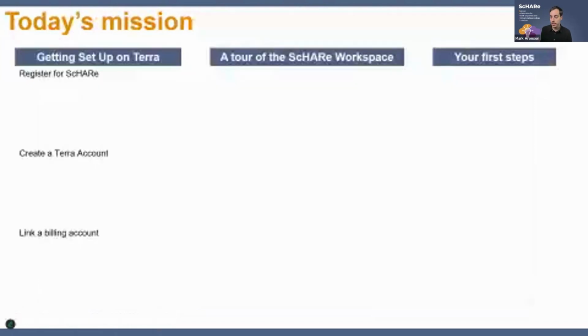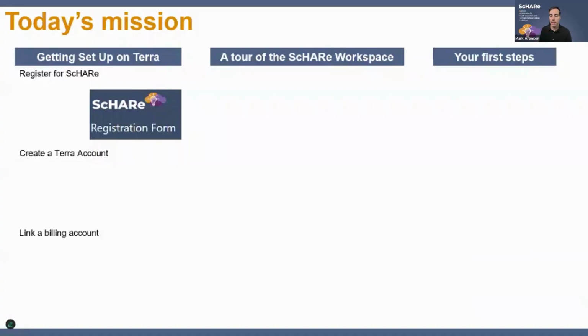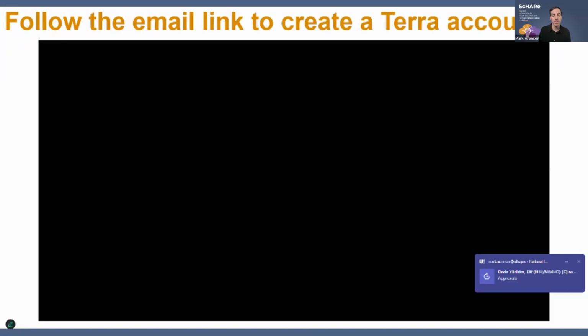So if we go back to our checklist, that register for ScHARe, we have completed that with the ScHARe registration form. You see that confirmation screen. Now you're ready to go on to the next step. After you register for ScHARe and we approve your registration, you're going to get an email. And that is where we're going to pick up this tutorial.